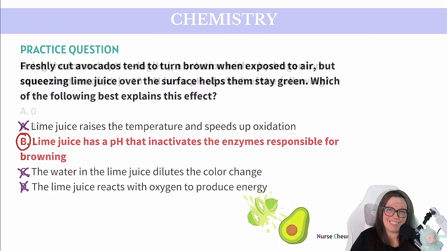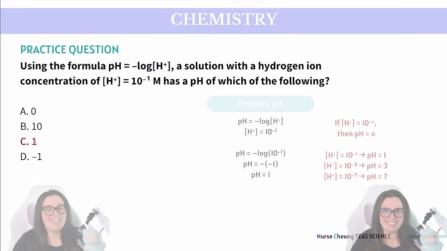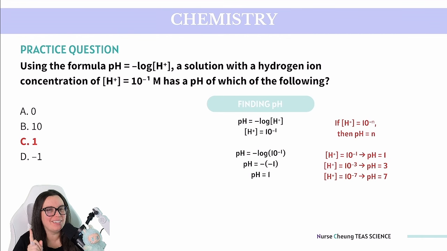making D the incorrect answer. Using the formula pH is equal to negative log H plus, a solution with a hydrogen ion concentration of H plus equal to 10 raised to the power of negative 1 M has a pH of which of the following? 0, 10, 1, or negative 1. So this question seems really scary, but it's actually not. The correct answer is going to be C.